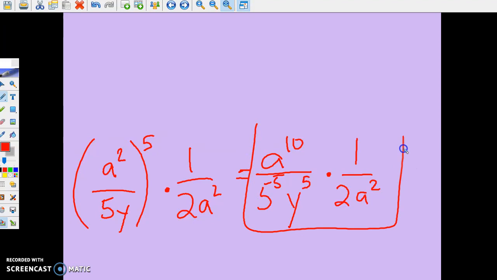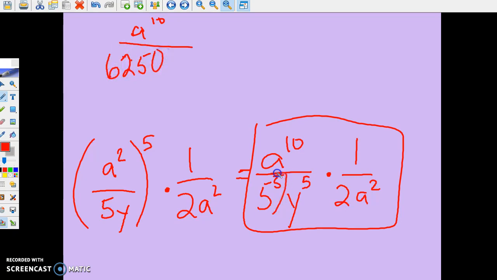So in this, we're going to multiply the top times the top. Well, a to the 10th times 1 is still a to the 10th. And on the bottom, we're going to multiply everything here. So you have 5 to the 5th power, and 5 to the 5th power, if you use your calculator, is 3,125. And then that also has to get multiplied by 2, so you get 6,250. And what that did was that took care of our numbers.